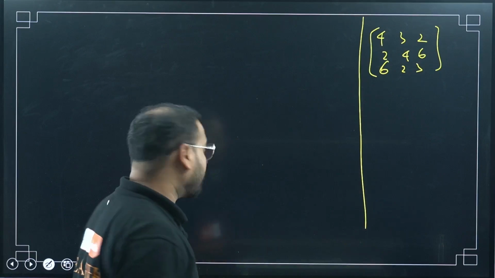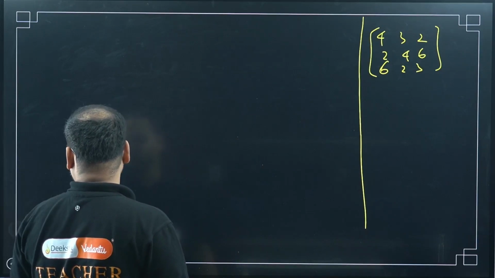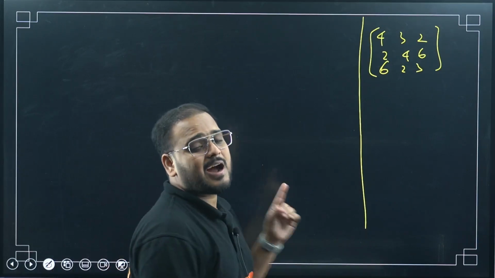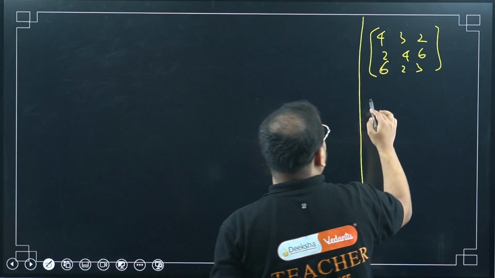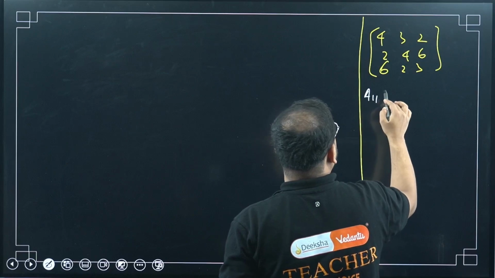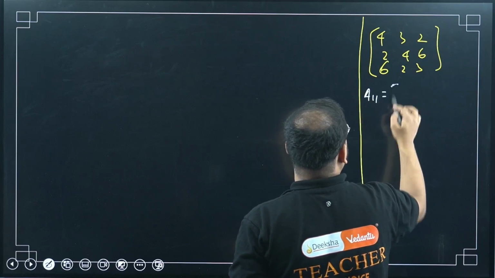I have to find what? Adjoint of each element, yes, right? So you have to find the cofactor of each element to find the adjoint. Adjoint is the cofactor matrix, then you have to take the transpose. So first I have to do A11. If I do A11, what am I going to get? Please check here.